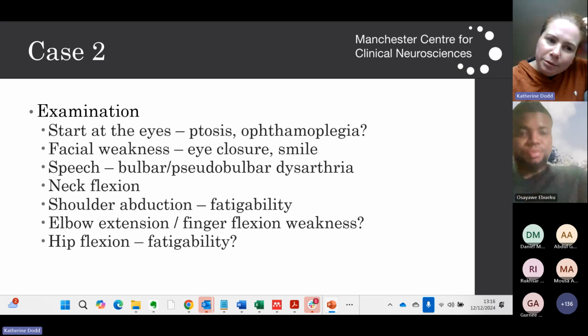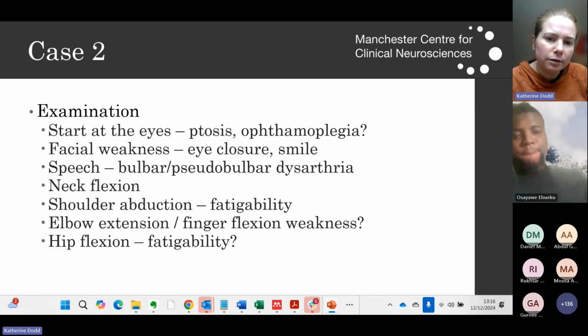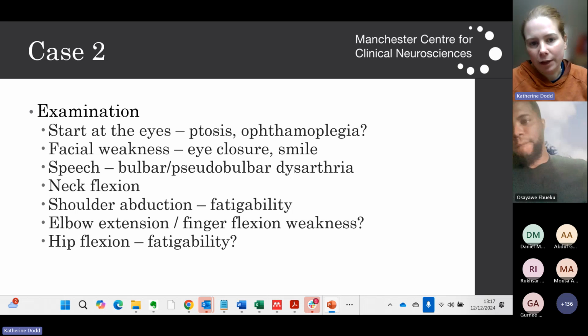You can also sometimes see elbow extension and finger flexion weakness in myasthenia. It's not quite as common, but you can get more distal weakness. But in the legs, it tends to be hip flexion weakness. So again, you want to test hip flexion and then see if it's fatigable. Get them to exercise that hip flexion, maybe move it up and down 5 times, and then test it again and see if it's weaker.